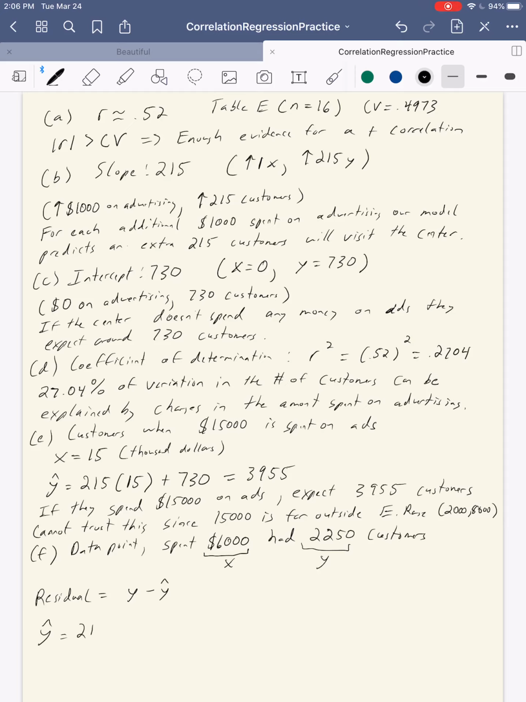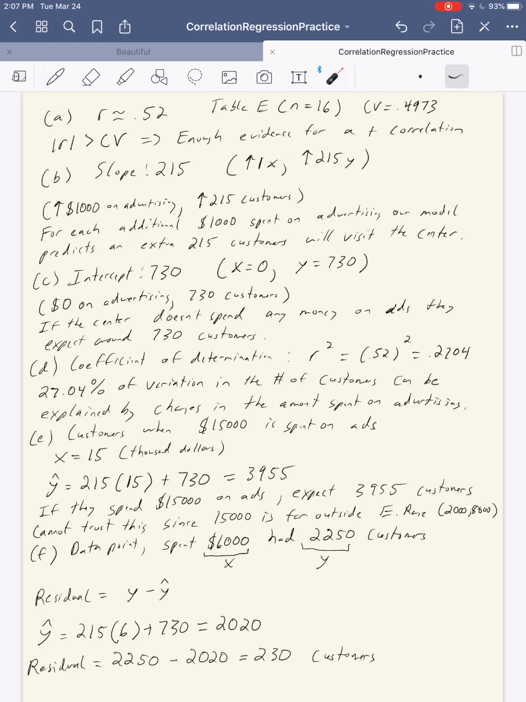Y hat is going to be 215 times, again, remember, don't plug in 6,000. Make sure to plug in $6,000 as X equals 6. All right, plus that 730. And when we do that, 215 times 6 plus 730, looks like we should get 2,020. So that's our predicted value. So the residual here would be the actual number of customers, 2,250, minus the predicted, 2,020, which looks like we should get 230 customers as the residual.